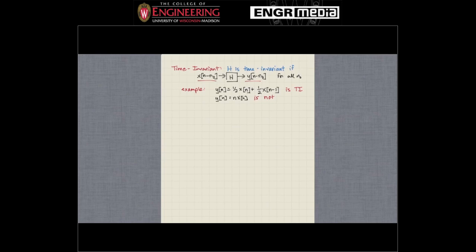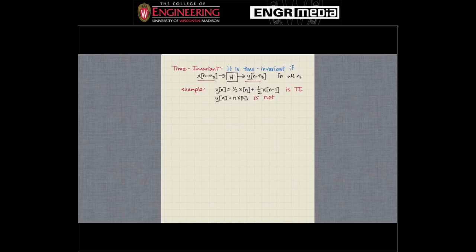The next property we're going to talk about is time invariance. And we say a filter or a system is time invariant if the following is true. If we can input the signal x of n, but now delayed by some amount n naught, so x of n minus n naught, we input that into the filter, that we just get a delayed version of the output. Okay? And that has to be true for all n naught.